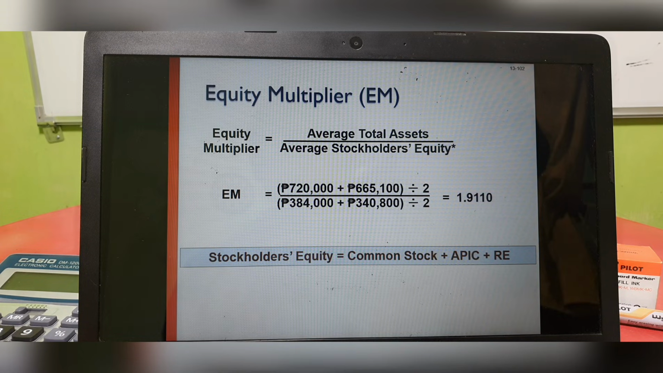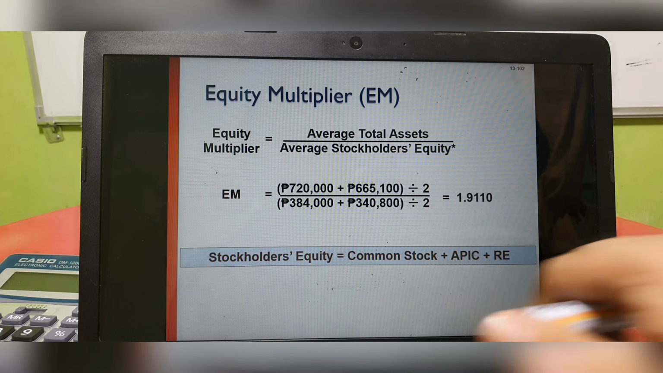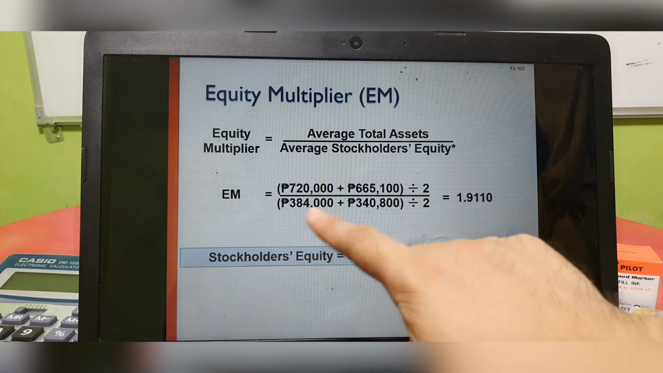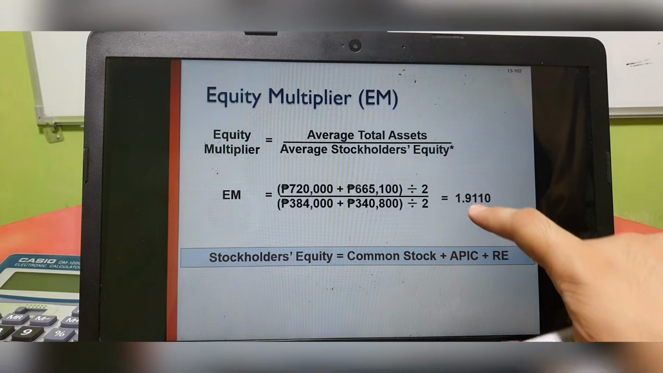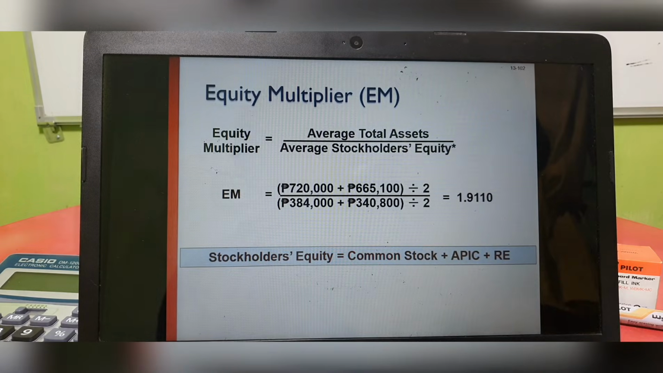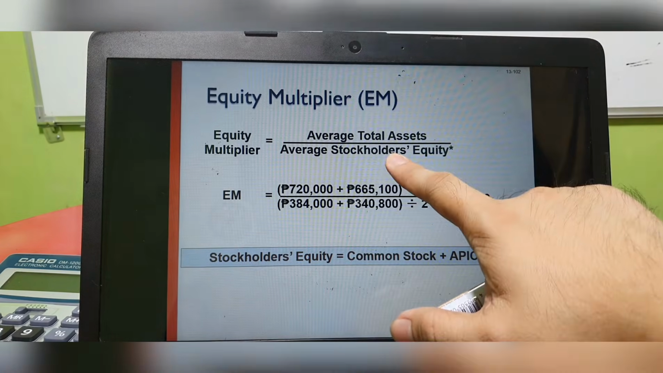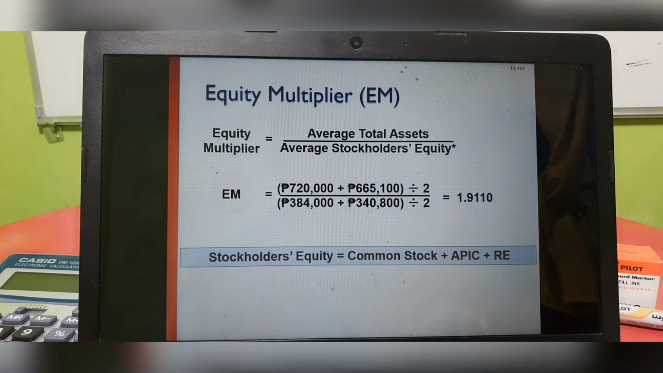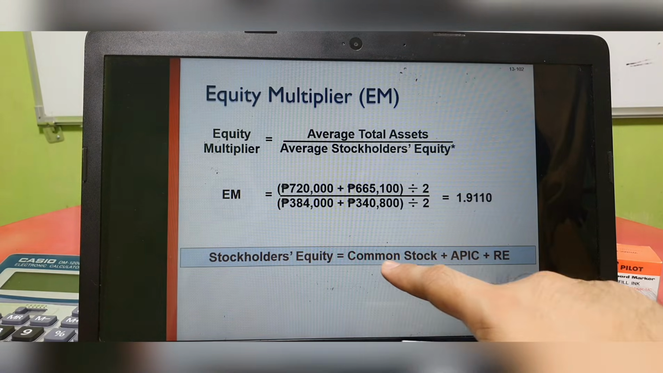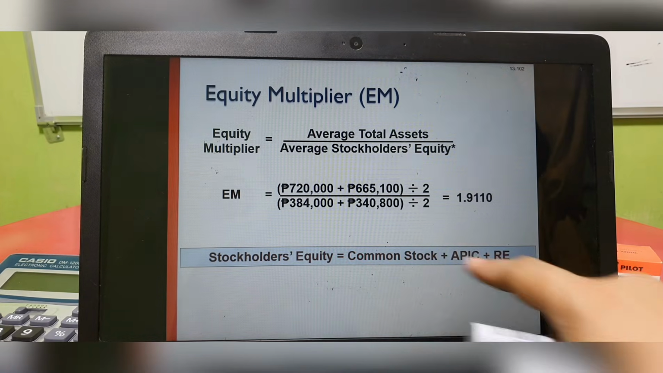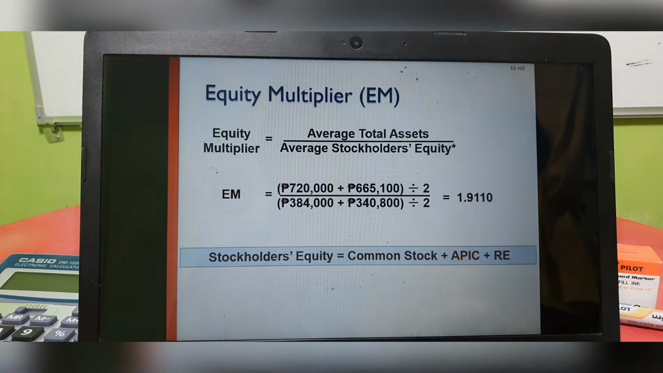So, equity multiplier that will be used later then in our computation, makikita natin na tinatanggal din natin yung preferred stock. So, the answer is equity multiplier na 1.9110. So, that is what we are going to multiply sa ating shareholders' equity to arrive at our assets. So, ito po yung note natin, common stock plus APIC plus retained earnings. Yan yung shareholders' equity natin sa part na ito. Alright.